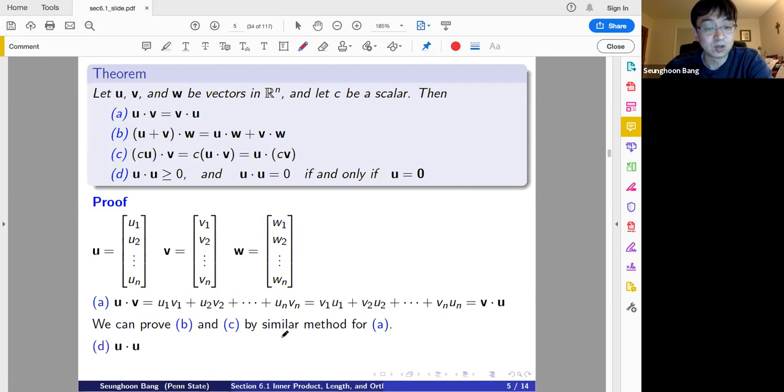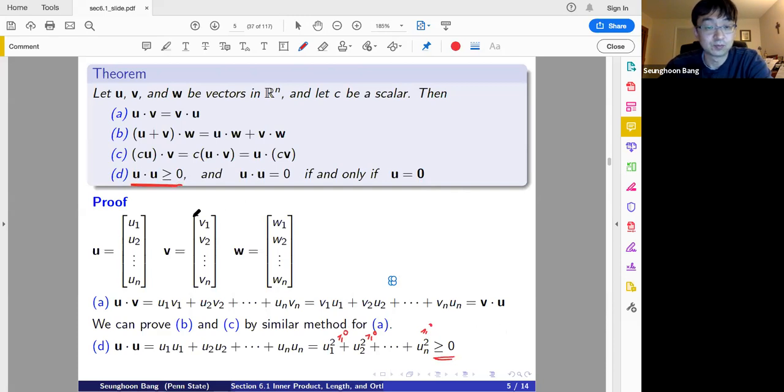The last one, u dot u, what is that? u1 times u1 plus u2 times u2 plus un times un, which is exactly u1 squared plus u2 squared plus up to un squared. So what's that? It is always positive or equal to 0, because an even power is always positive or equal to 0. So we have this result.